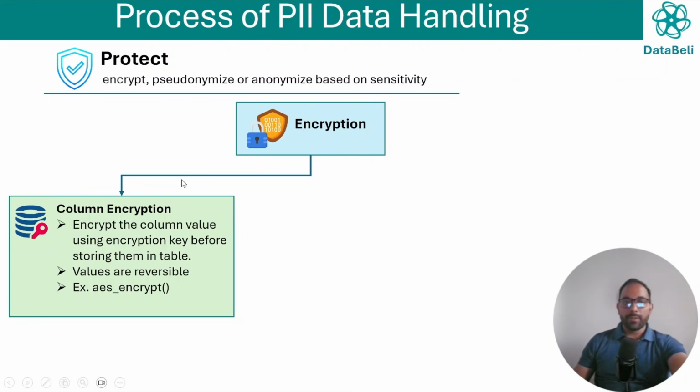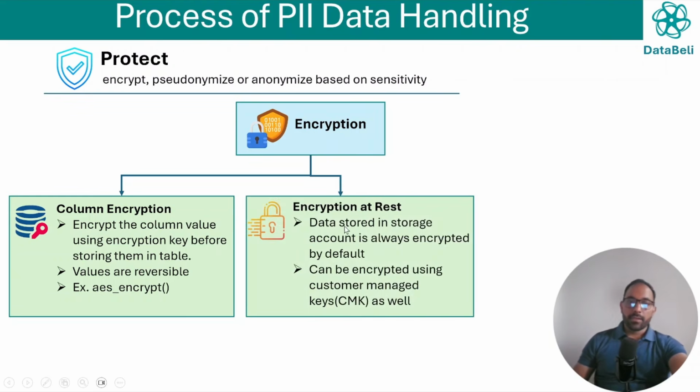One is column encryption. Here we take the column values, encrypt the data using some encryption key, and then store the data into the table. For example, we have a function which can encrypt the data, and these values are reversible. So if we call the decrypt function with that exact key, then we will be able to see the original value, which we will see during the demo as well.